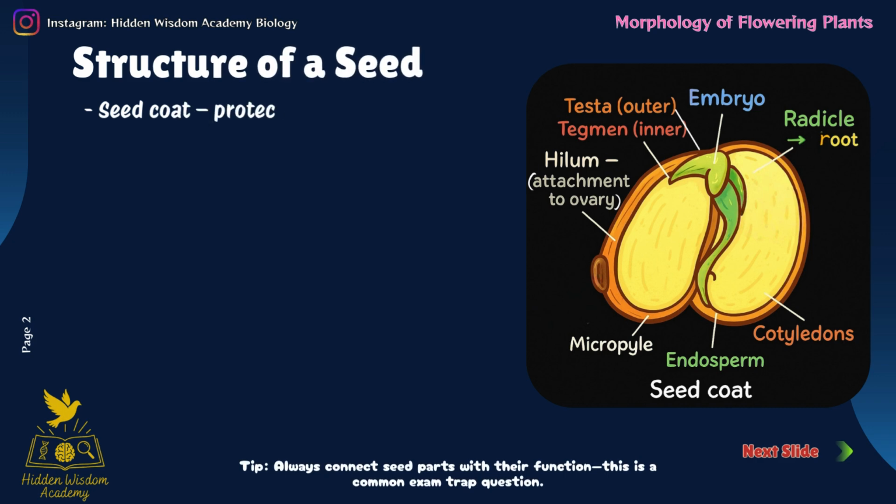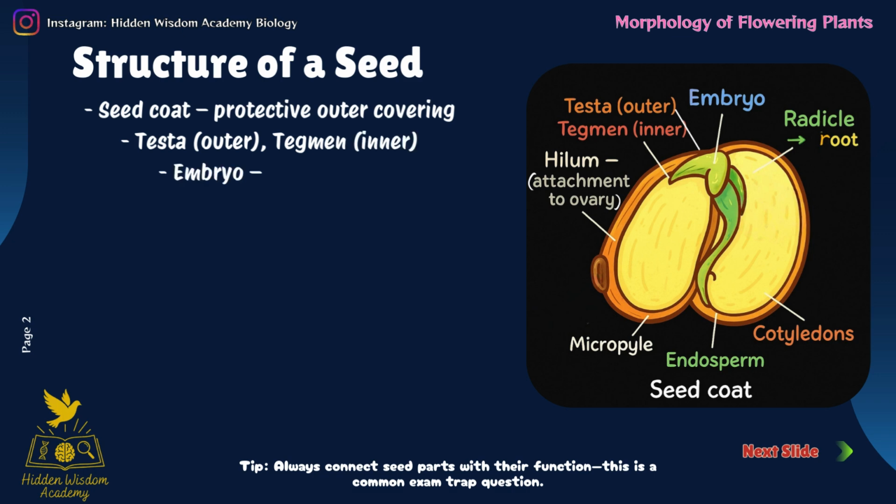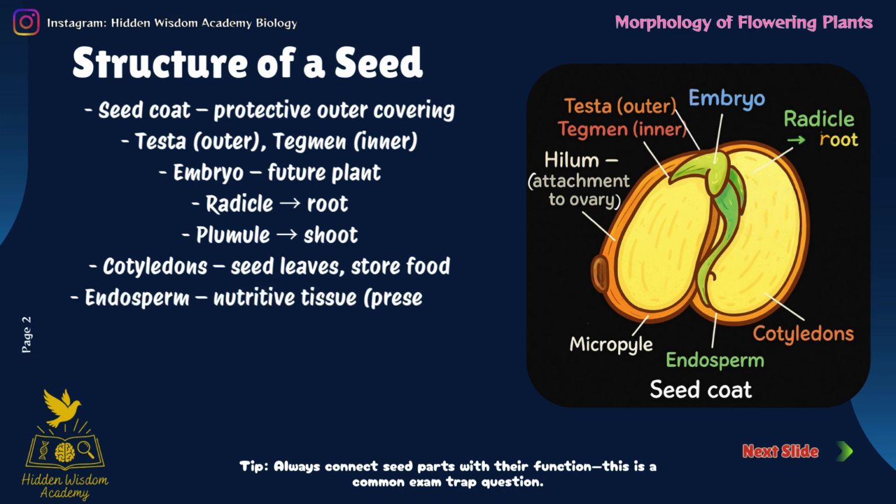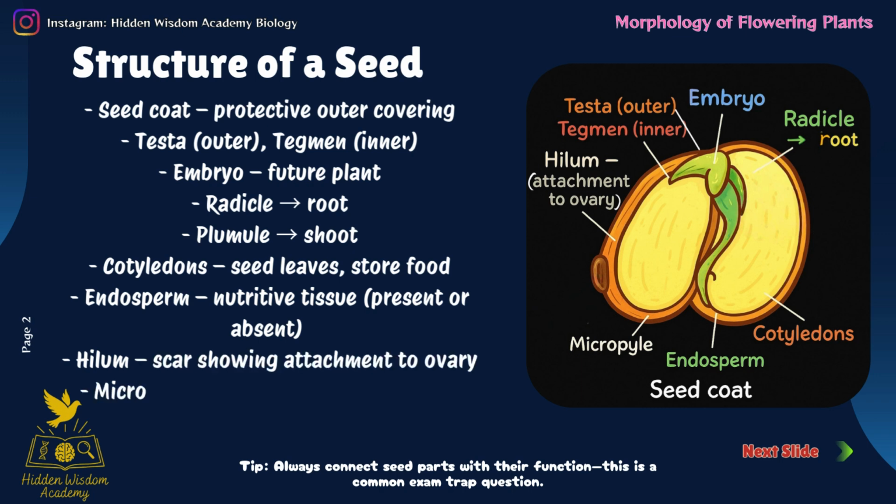Let's talk about structure of a seed. A seed has different parts. The outer covering is the seed coat, with two layers, testa and tegmen. Inside is the embryo. The radicle grows into the root, and the plumule grows into the shoot. Cotyledons, or seed leaves, store food. In some seeds, extra food is stored in the endosperm. The hilum is a scar where the seed was attached to the fruit, and the micropyle is a small pore that lets water in during germination.